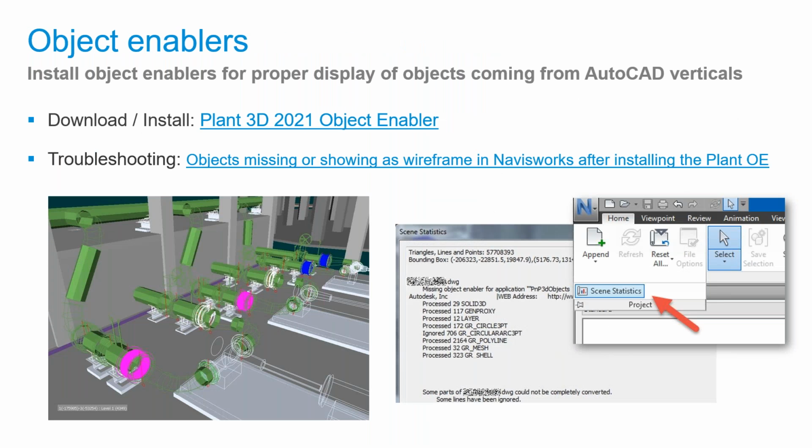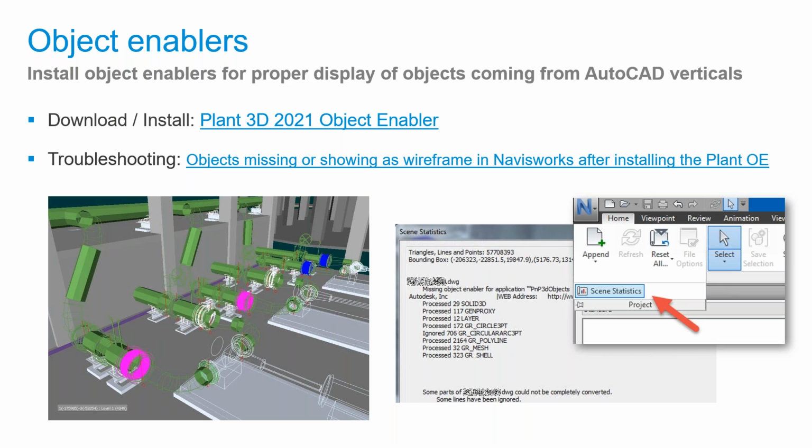And one important thing we're going to talk about is object enablers. As you're bringing in models from various Autodesk products and the AutoCAD vertical products like Electrical or Plant or anything really, Navisworks has to know how to read those models in. So you have to install the object enabler for the corresponding files that you're bringing in. For Plant 3D, for example, with Navisworks 2021 and Plant 3D 2021, you'll need to make sure that you install the object enabler for anybody that doesn't already have Plant installed on their computer. So if you're somebody that doesn't use Plant, install Navisworks Manage and then install the object enabler, and they can open those models, and you'll avoid the situation like shown here where you may have pipe fittings or equipment that shows up as wireframe.